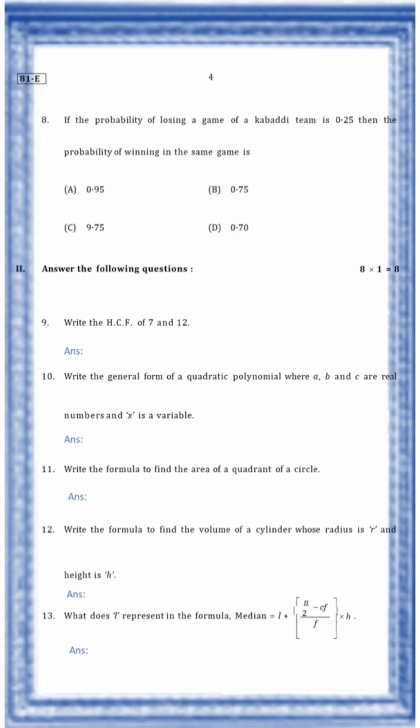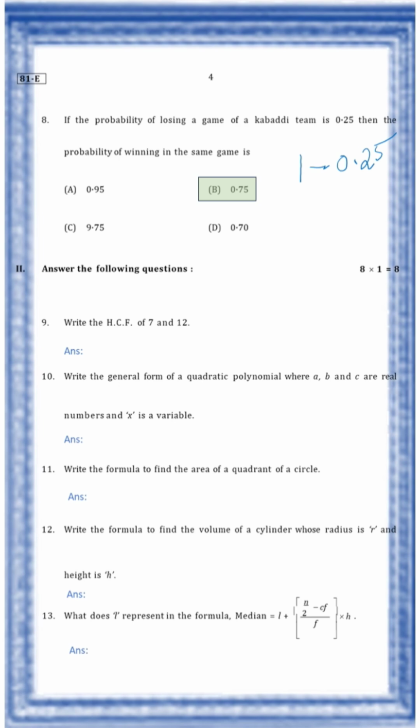If the probability of losing a game is 0.25, then the probability of winning the same game is, total probability is 1, isn't it? 1 minus 0.25. What is it? 0.75. So option B is correct.